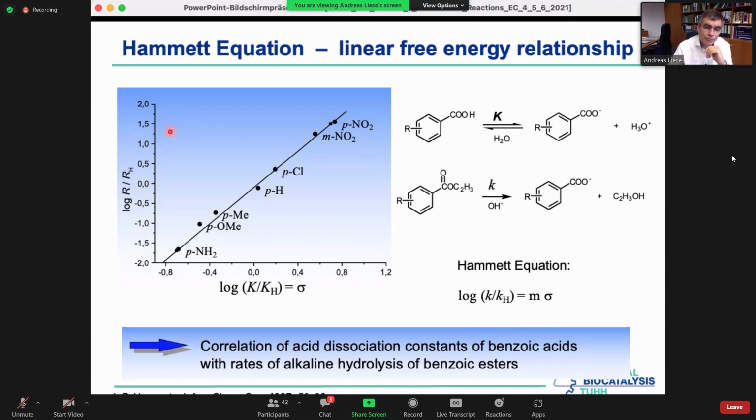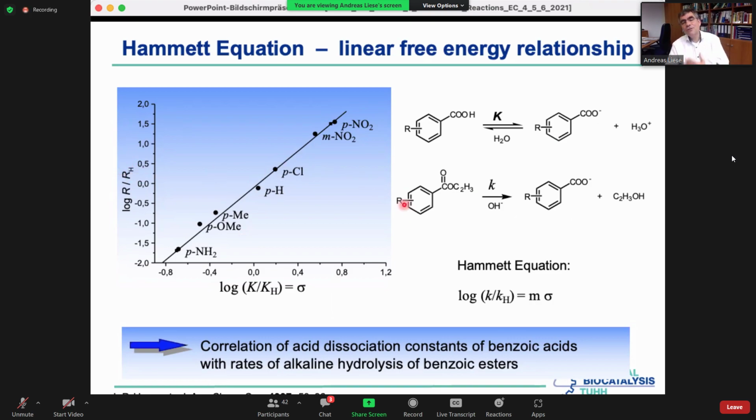That's for one in terms of the rate, and then in terms of the reaction equilibrium K, depending on the substituent. So the Hammett equation is correlating the acid dissociation constant, so the equilibrium constant of the acid dissociation, with the rates of alkaline hydrolysis, the second one, of benzoic acid. And it's always giving the ratio of the substituted case to the unsubstituted case, just a proton.